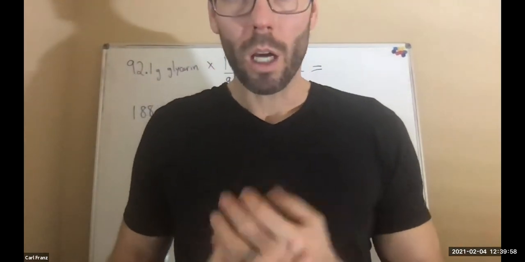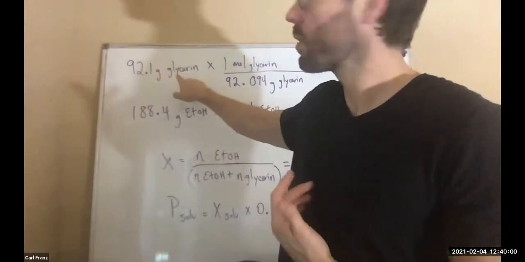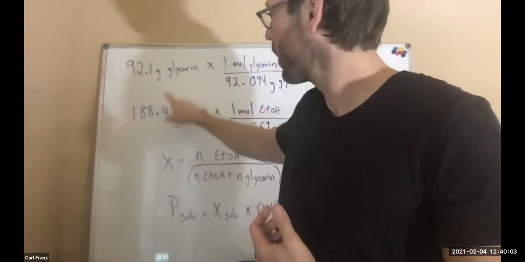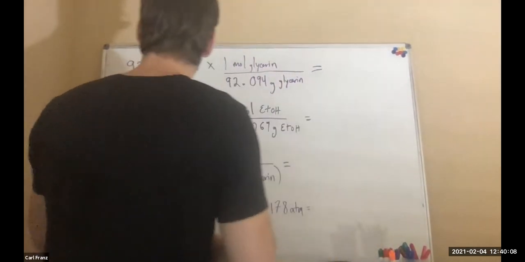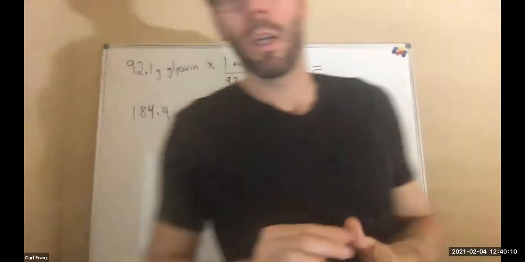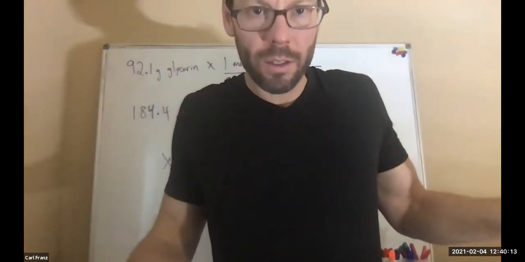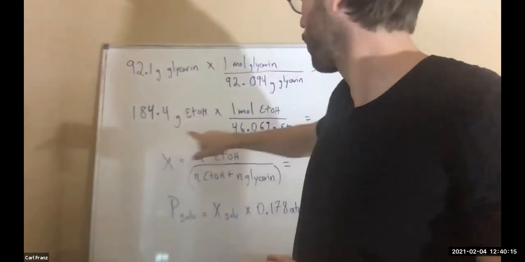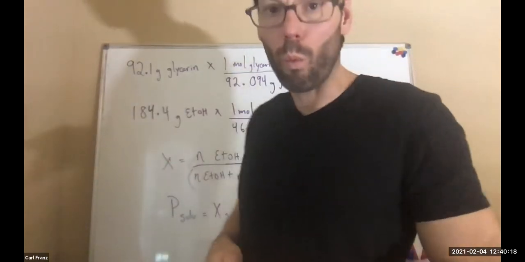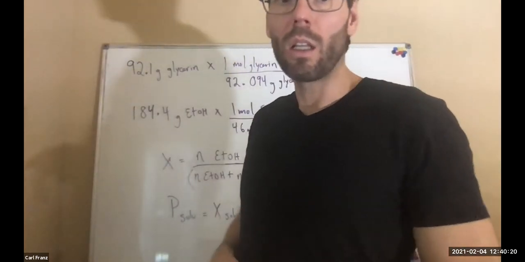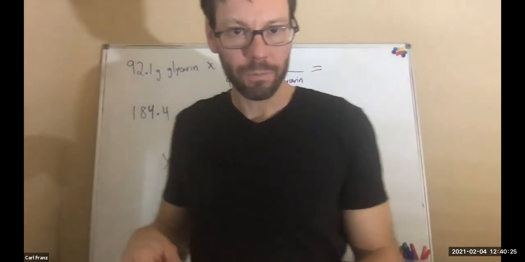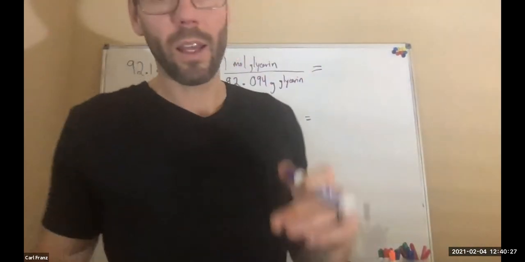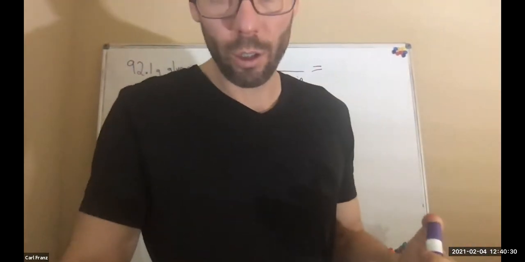Okay, so they've given us a solution containing 92.1 grams of glycerin and 184.4 grams of ethanol. And they said it's at 40 degrees. They said the vapor pressure of ethanol is, I didn't write it down, but 0.178 atmospheres. Glycerin is non-volatile, so that's not going to be contributing to the vapor pressure. And they want to know what is the vapor pressure of the ideal solution.